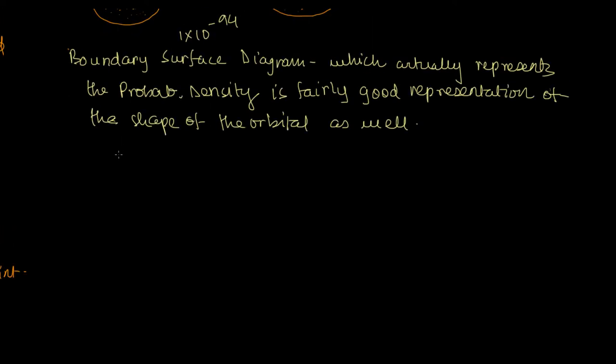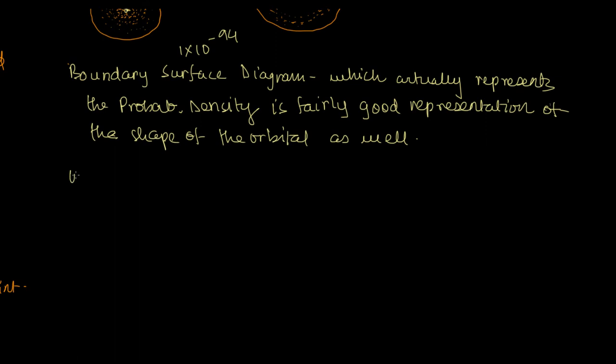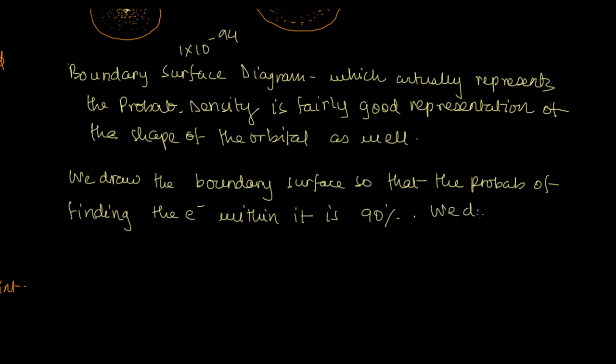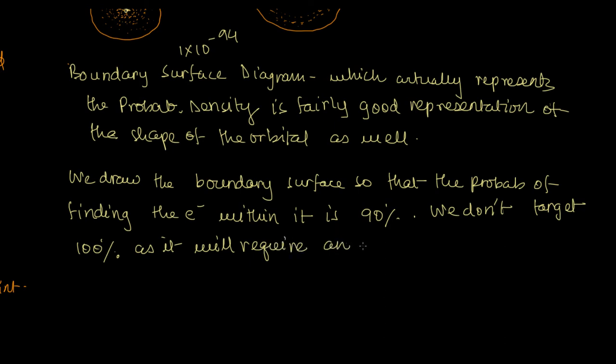So what we say is, we draw the boundary surface so that the probability of finding the electron within it is 90%. We don't target 100%, as it will require an infinitely large orbital.